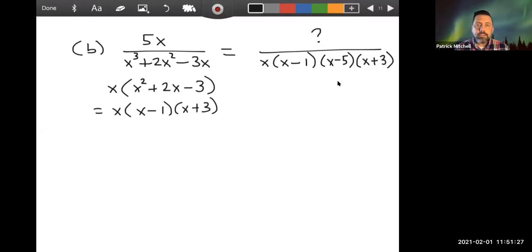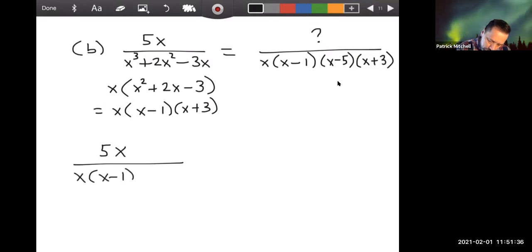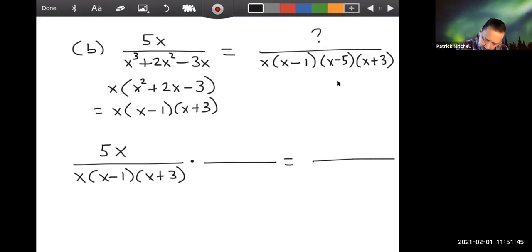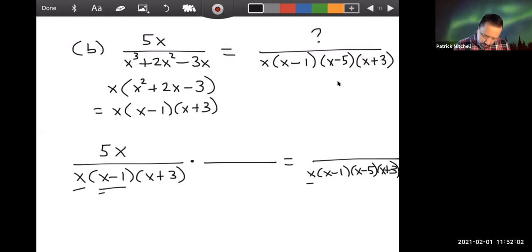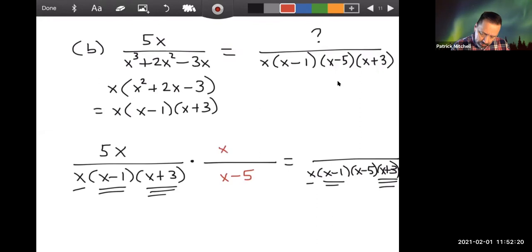So if you write the original problem like this, 5x over x times x minus 1 times x plus 3, times mystery, equals x times x minus 1 times x minus 5 times x plus 3. I see the only factor that's missing: I see an x here, I see an x here. I see an x minus 1 here, I see that here. I see an x plus 3 there, I see that there. The only thing I don't see is the x minus 5. So that's the one we have to bring in. And of course, if you multiply the bottom by x minus 5, you have to multiply the top by x minus 5. And that would give me a new improved numerator of 5x times x minus 5.